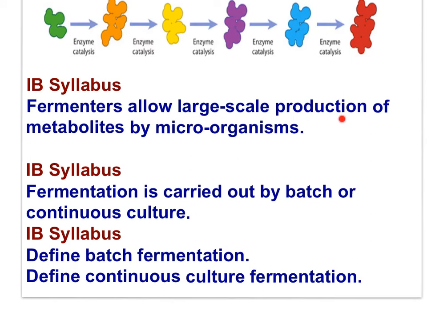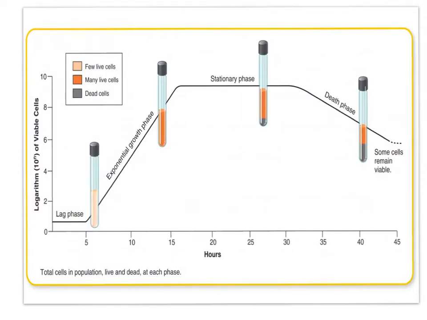Fermenters allow large-scale production of metabolites by microorganisms. Fermentation is carried out by batch or continuous culture. Define batch fermentation. Define continuous culture fermentation. I mentioned this earlier. Industrially, if you're interested in a continuous harvest of product, you would design the system to extract a continuous output of product while maintaining the population of microorganisms in the exponential growth phase.